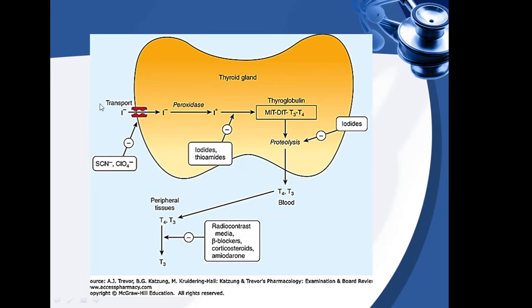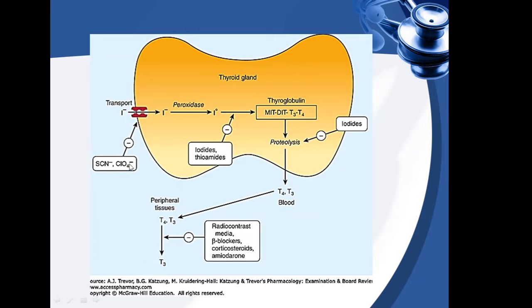In this figure, you can see that there is a transport of iodide molecules from the circulation into the thyroid glands, where the iodide molecules undergo oxidation with the help of peroxidase enzymes, and the oxidized iodide is incorporated into thyroglobulin to form monoiodotyrosine and diiodotyrosine, and then T3 and T4. So further proteolysis will release T4 and T3 into the blood, which enter the peripheral tissues, and the biologically active form is T3.